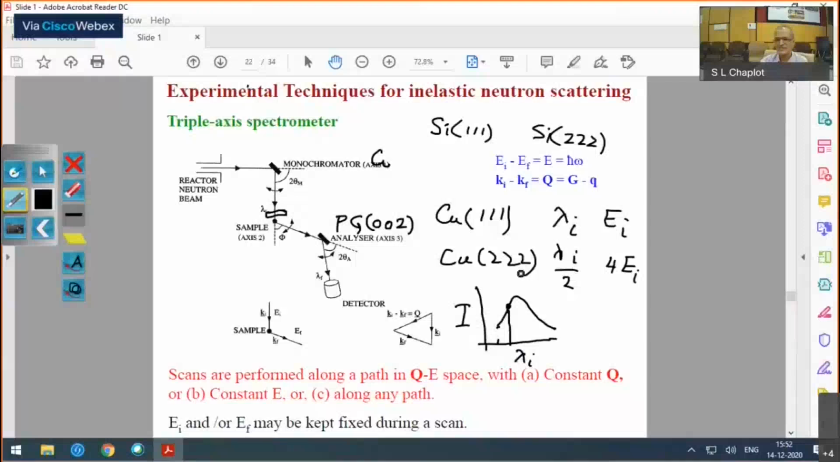Third order may be there, but at third order, the neutron intensity coming from the reactor may be much too low. So these are some of the things that we have to be aware of when we are measuring phonons, because it should not happen that we are looking at a false signal, not coming from the kind of phonon that we are looking for, but because of these instrumental issues.